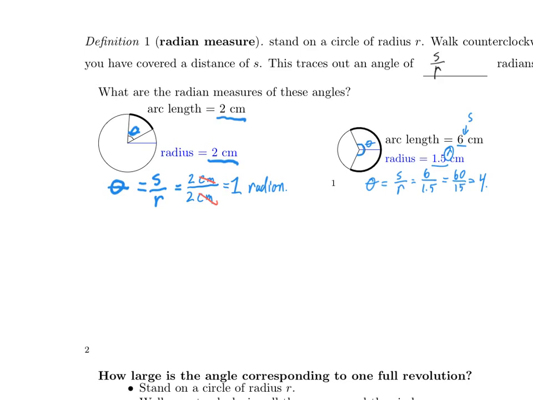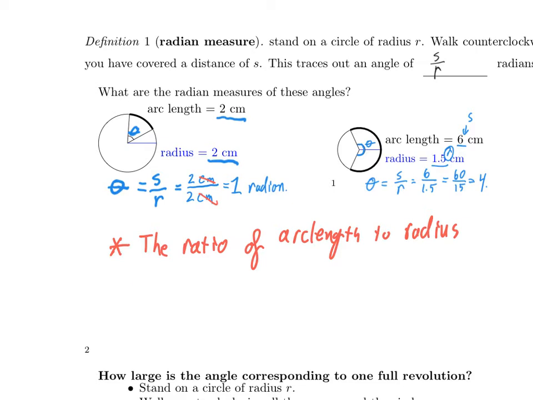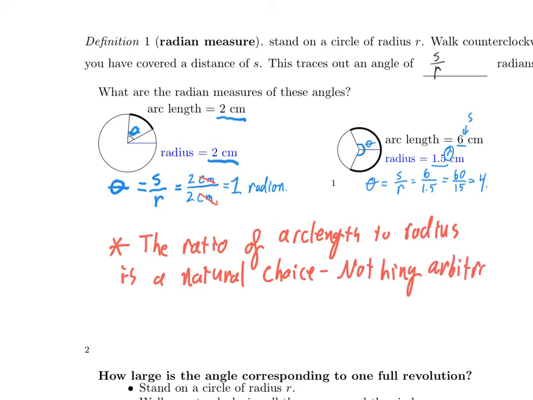Cool. So there's how you find the radian measure of an angle. You just compute the arc length, you compute the radius, you take the ratio. And here's the thing to notice. There was no arbitrary choice here. The ratio of arc length to radius, those are both things that you should be interested in if you're doing geometry, is, if you like, a natural choice. There's nothing arbitrary. Which is what my objection was about degrees. So radian measure is a natural measure of an angle.